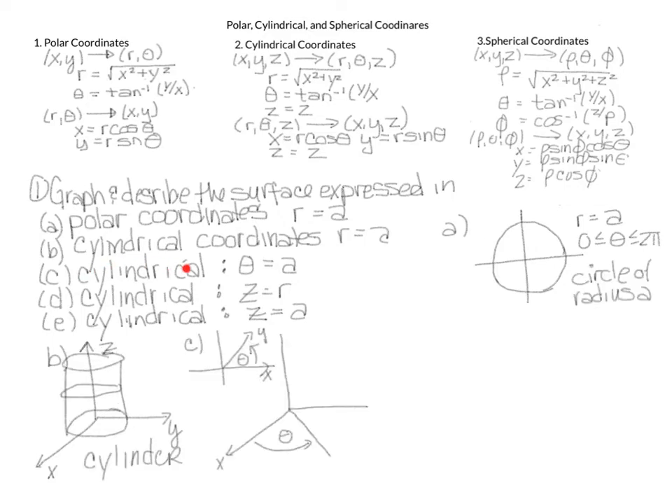The next one is in cylindrical coordinates, theta is equal to some constant a. I did this drawing in 2 dimensions in the xy plane because theta is in the xy plane. It's the angle between the x-axis and your vector, or your line. So here I translated it to the xyz space. Even in xyz, you're going from the x-axis and across theta, and this is true for all r's.